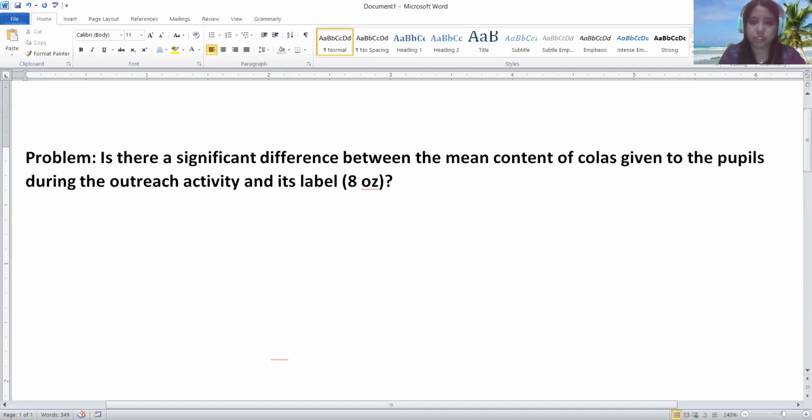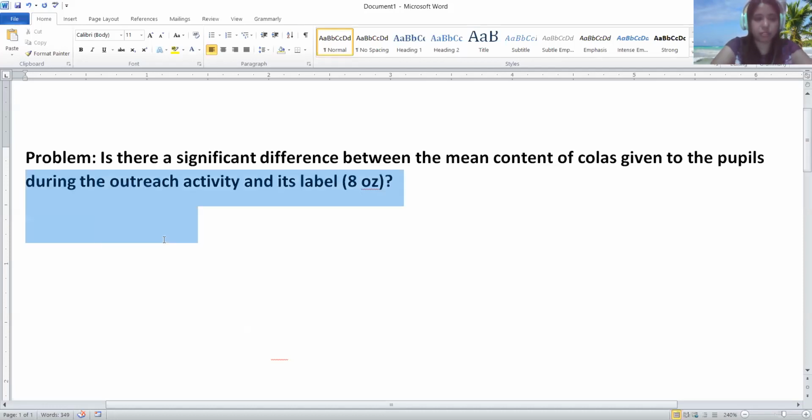Our purpose today is to apply inferential statistics. So what we will do is to answer this problem: Is there a significant difference between the mean content of colas given to the pupils during the outreach activity and its label of 8 ounces?